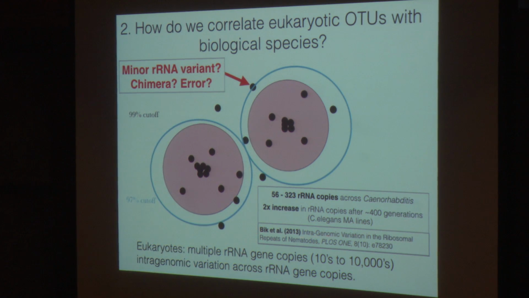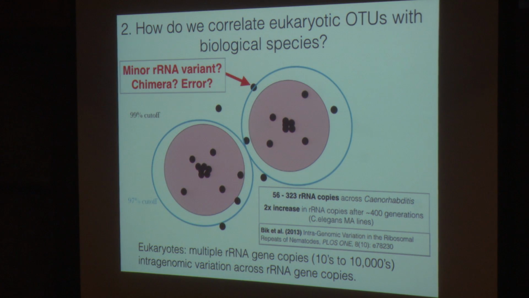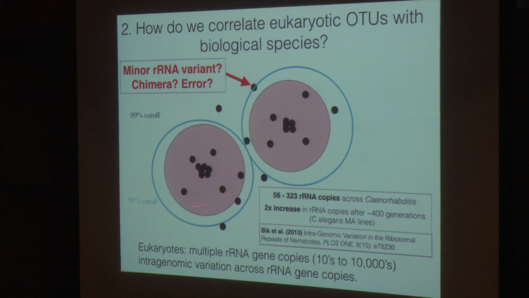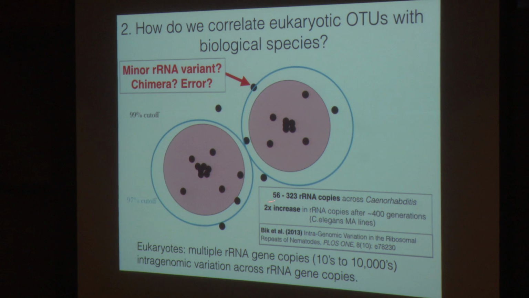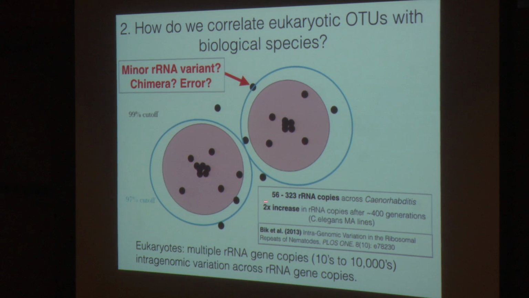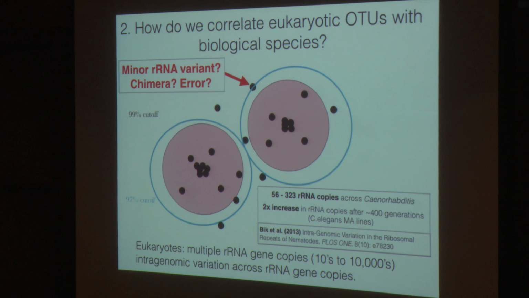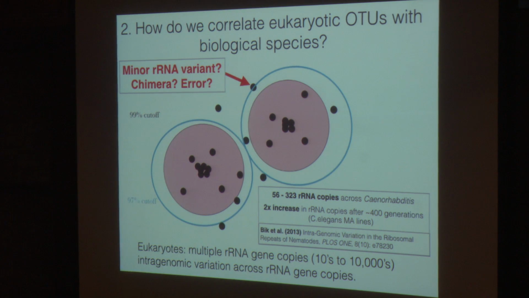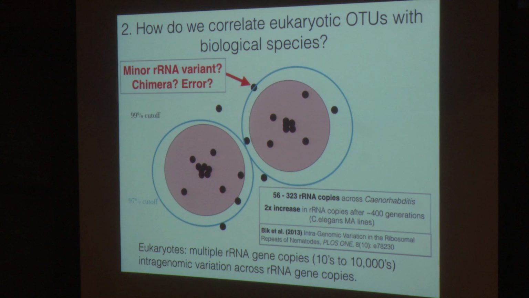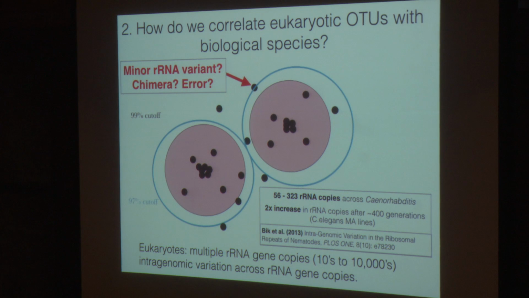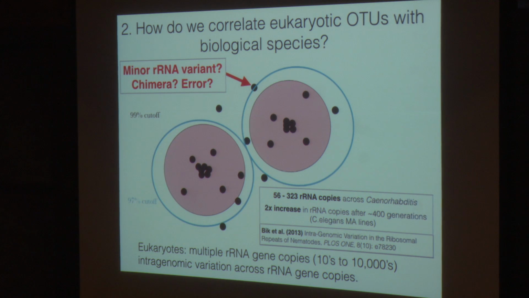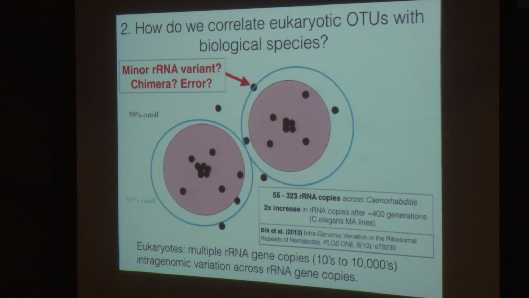So this was work I published in 2013. And if you look within a single genus of nematodes to give you a better idea of the copy variation, so within Caenorhabditis itself, we found between 56 to 323 ribosomal RNA copies within one genus of nematodes. So there doesn't seem to be any pattern that governs how many copies these eukaryotes have. And it appears to be subject to selection. So for C. elegans mutation accumulation lines data, there was a twofold increase in ribosomal RNA copies after 400 generations.